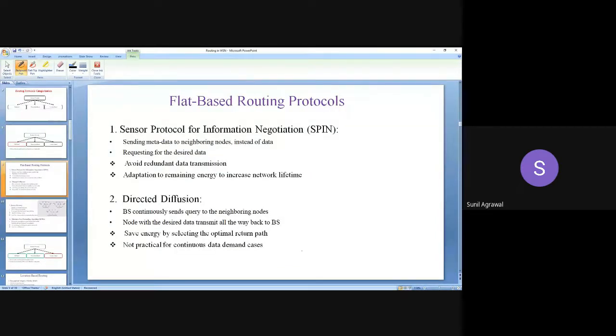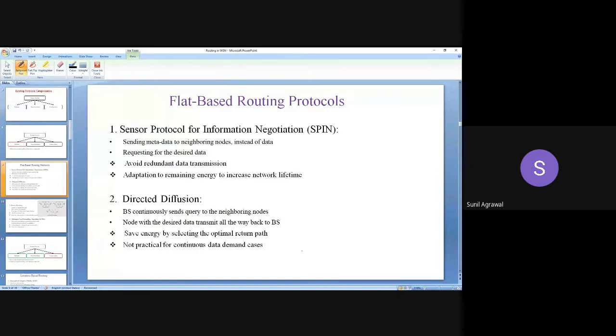So in flat-based routing protocol, what we have to do? The first is sensor protocol for information negotiation. In this, rather than transmitting data, the metadata is transmitted, right? So in flat-based routing protocol, we can say one node can transmit from itself to another node, then finally to base station, right? So here the metadata is sent, not the original data. So metadata is very, very small in number, we can say. So the metadata is sent and requested for desired data, right?